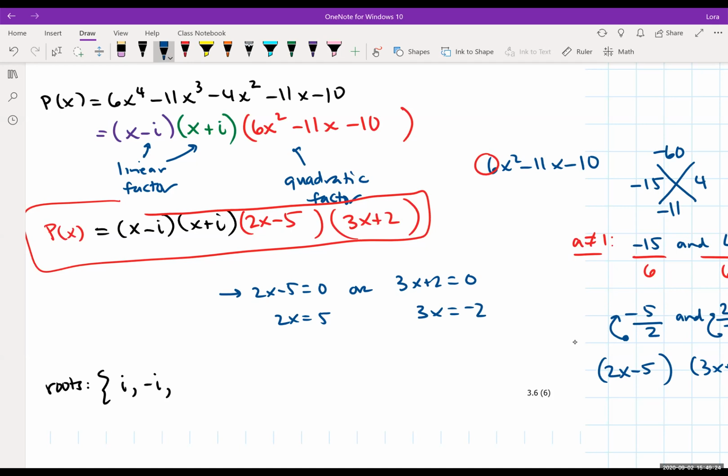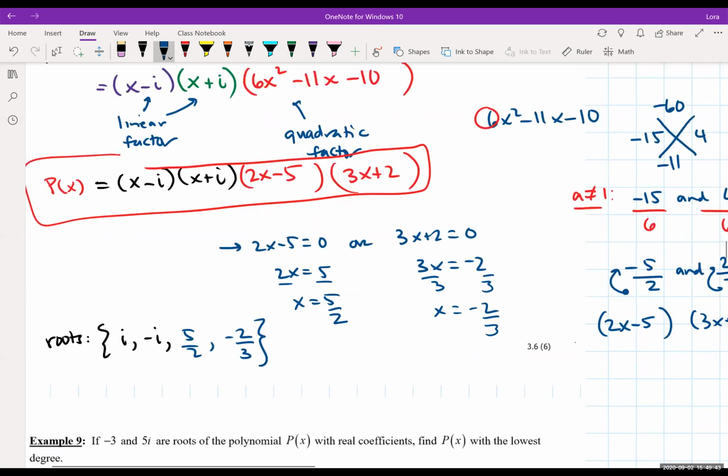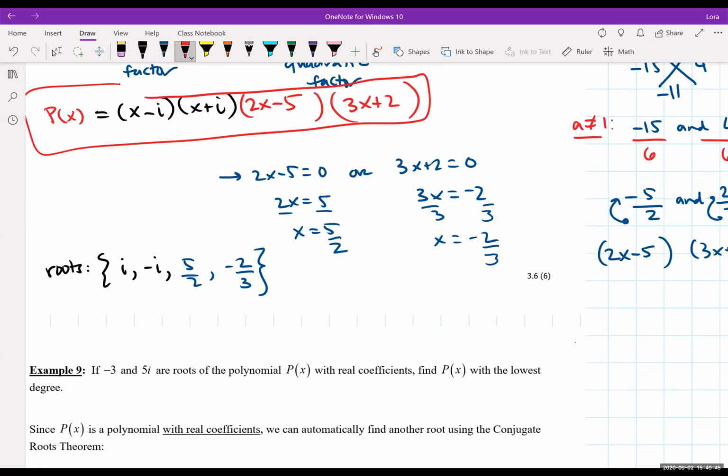Divide both sides by 2 as far as the left equation goes. So we should have x equals 5 halves. Divide both sides by 3, we have x equals negative 2 thirds. So we do have our remaining roots. I always like to include all of them, just in case. But you'll notice that right here we have complex roots, or sometimes we say imaginary. And these are our real roots.